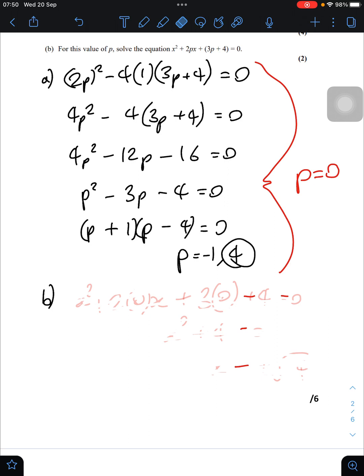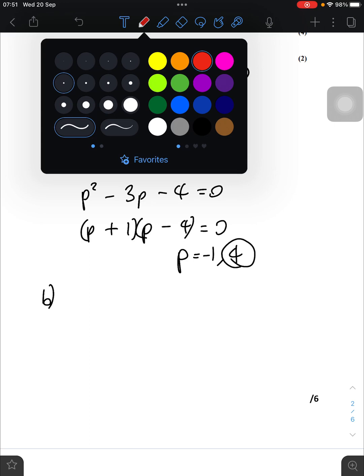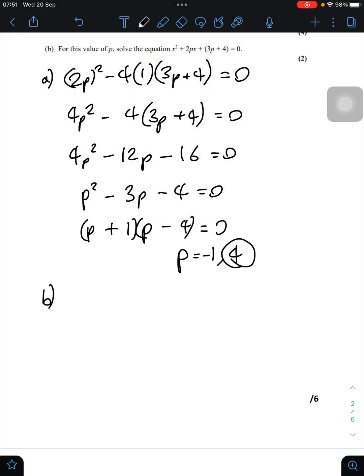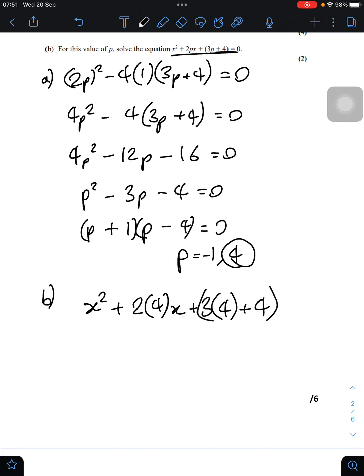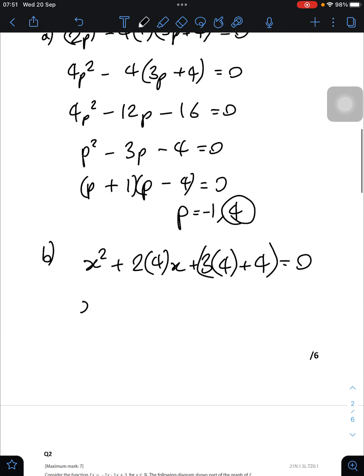So using our value of p equal to 4, we can plug that into our equation, and let's do that in black. So x squared plus 2 times 4 is 8x. Actually, let's leave this with our working. 2 times 4, because it's 2px, looking at this equation here, plus 3 times 4 plus 4 equals 0. So therefore we've got x squared plus 8x plus 3 times 4 is 12, plus 4 is 16, equals 0.